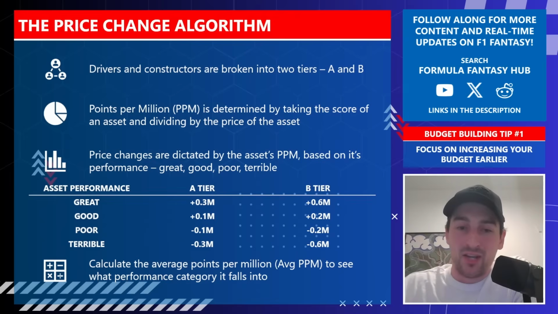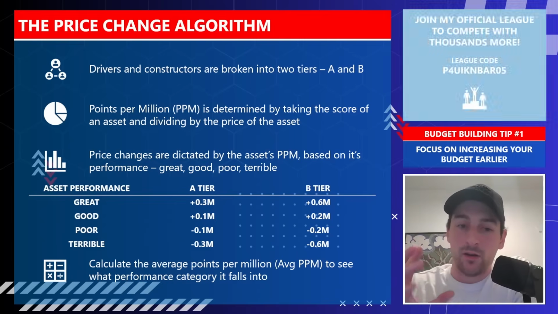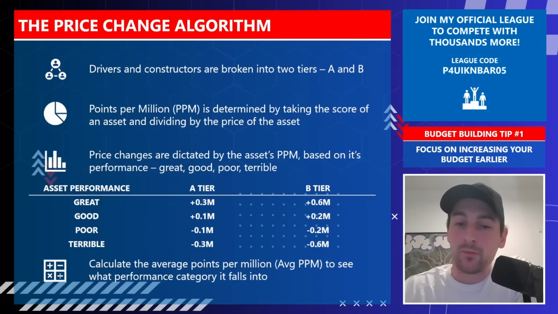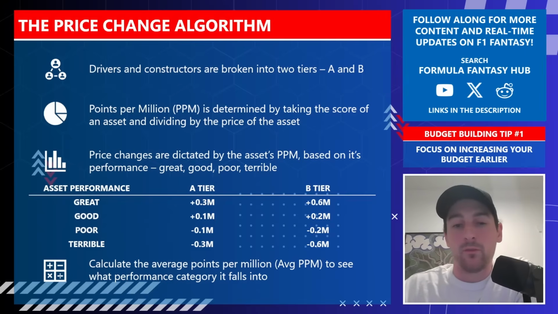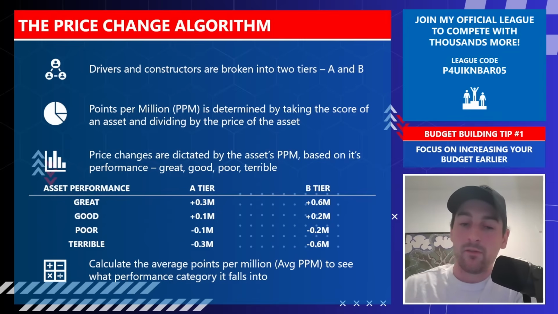In terms of the price changes, they are dictated by how the asset performs each week. We've got 4 kind of constituencies of what the asset's performance is guided by: great, good, poor, or terrible, and the corresponding price increases or decreases based on the threshold that that asset meets. So in the A tier, for example, a great performance would receive a $0.3 million increase, a good performance a $0.1 million increase, poor negative $0.1 million, and terrible negative $0.3 million.